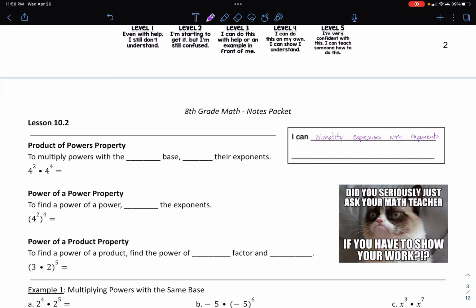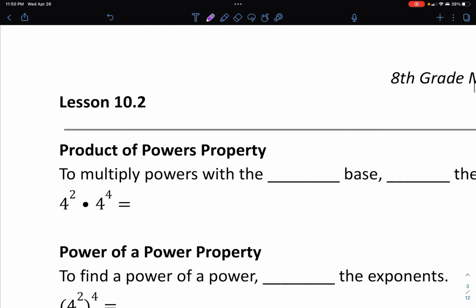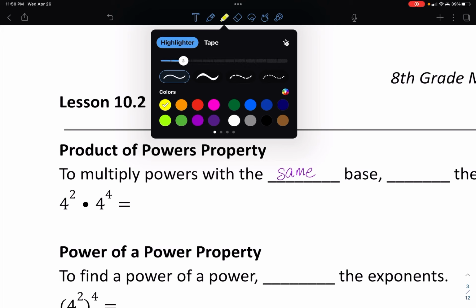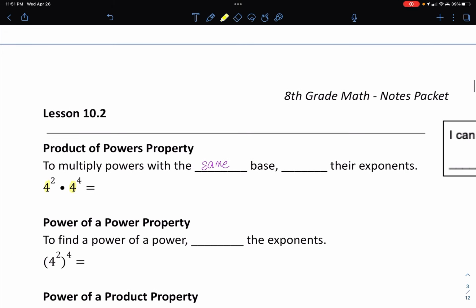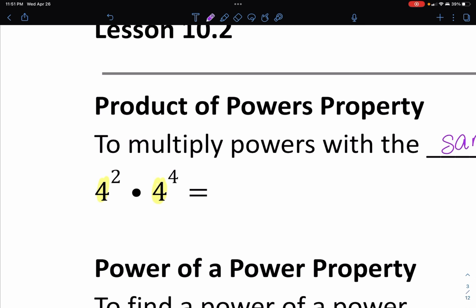The first is called the product of powers property. Here's what this means: to multiply powers with the same base, remember we talked about base yesterday. The base is this number right here. To multiply powers with the same base, all you're going to do is add their exponents, and the base stays exactly the same. So if I have 4 squared times 4 to the 4th, this is going to be 4 to the 6th.